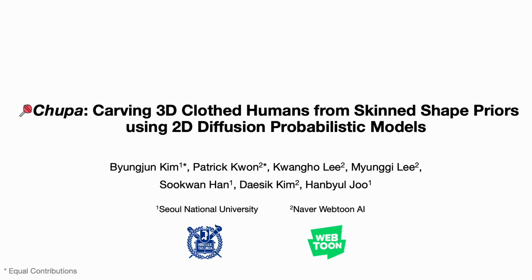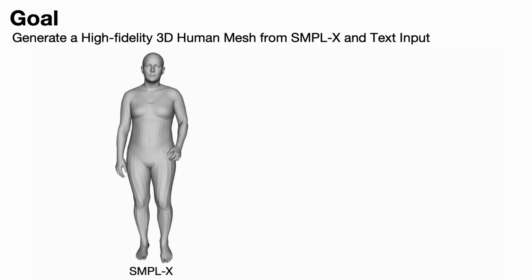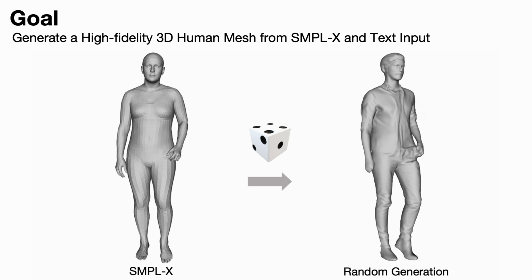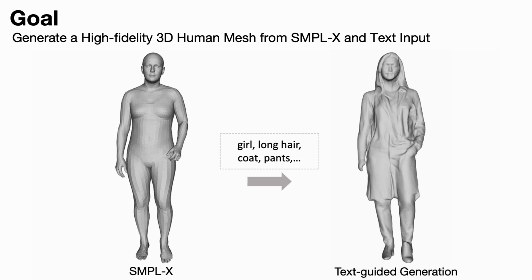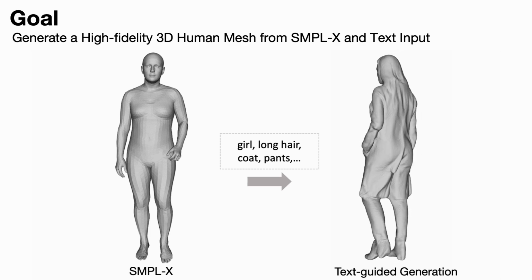We present Chupa, carving 3D clothed humans from skin-shaped priors using 2D diffusion probabilistic models. Our method is capable of generating detailed, clothed human avatars from an initial simple X pose parameter set, while further controlling the human identity using optional text prompts.